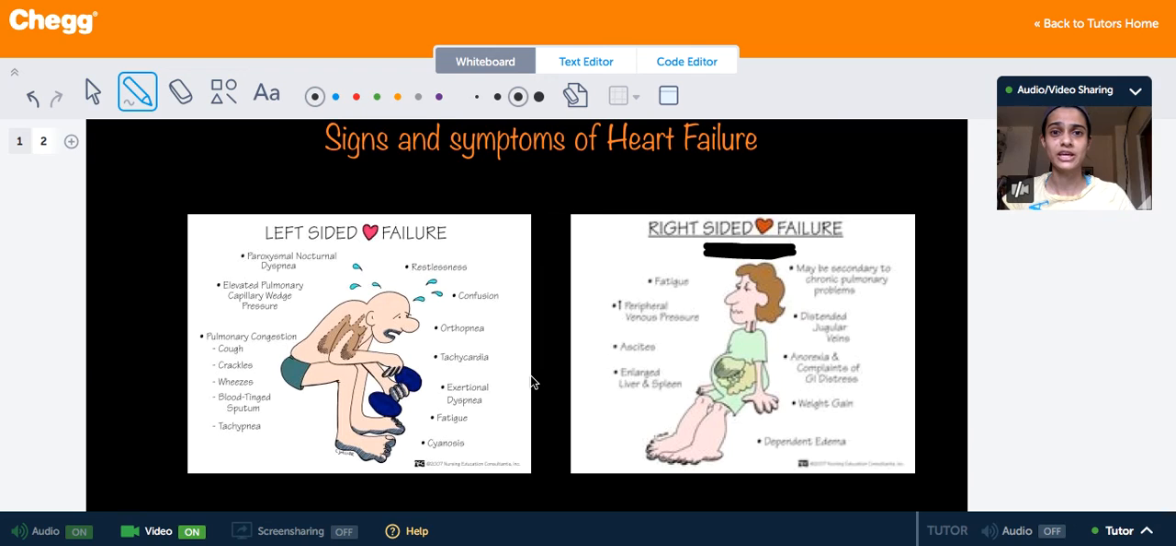Dependent edema, meaning edema that develops in the dependent areas of the body, which is basically your legs and areas that are under the effect of gravity. So that's what you mean by dependent edema. And as I said before, general symptoms of insufficient perfusion to the body, like fatigue, which is common in any type of heart failure, whether it's left side or right side.